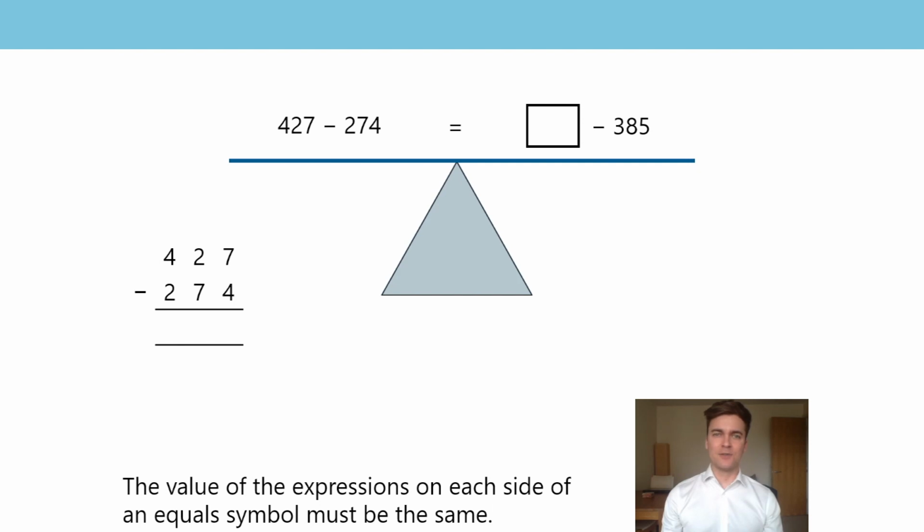427 subtract 274. I've used a written subtraction. Is that what you've done, or did you solve it differently? Let's see if we have the same difference. 7 subtract 4. New grouping to do here. 12 subtract 7. 3 subtract 2. 153. 427 subtract 274 is equal to 153.